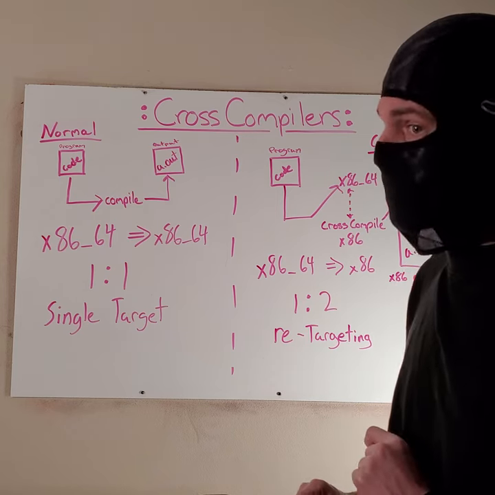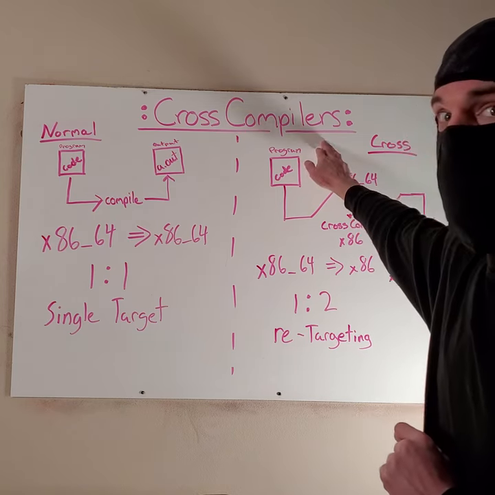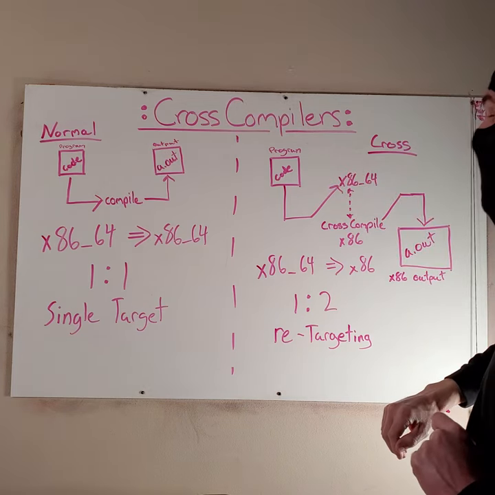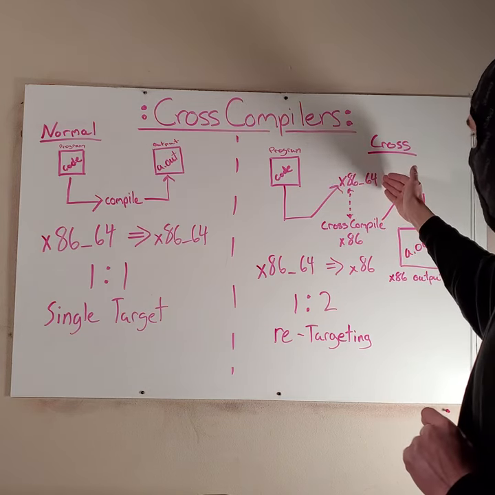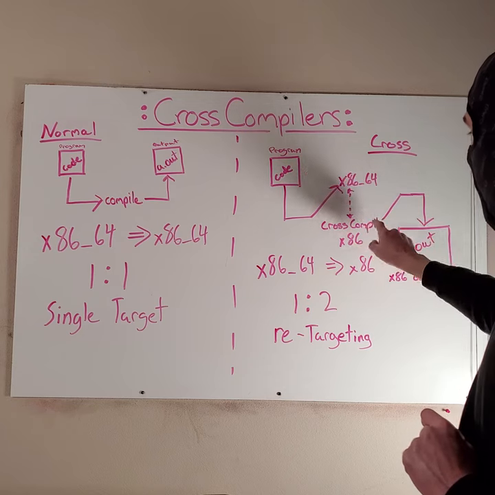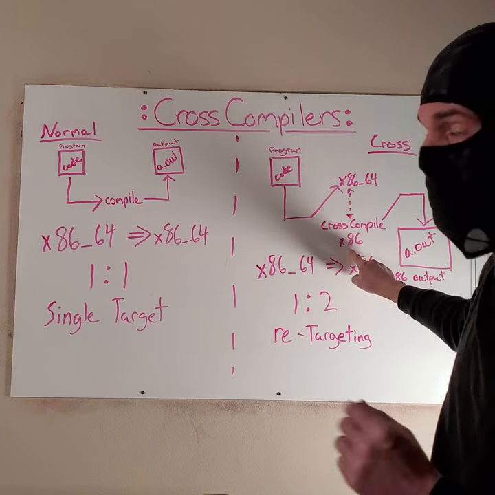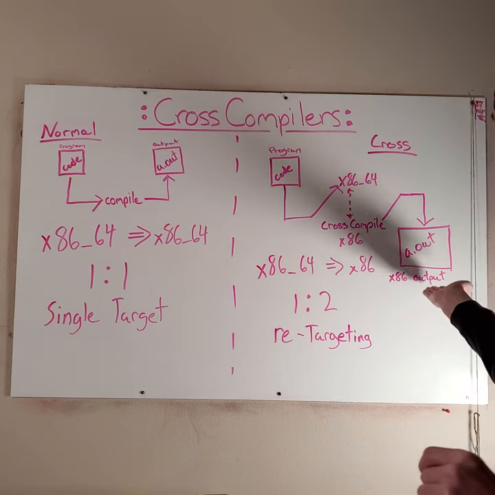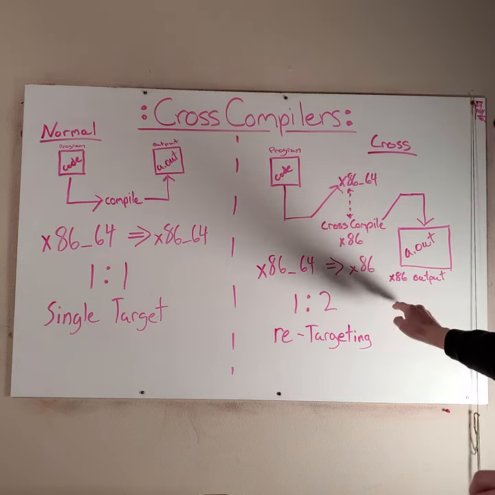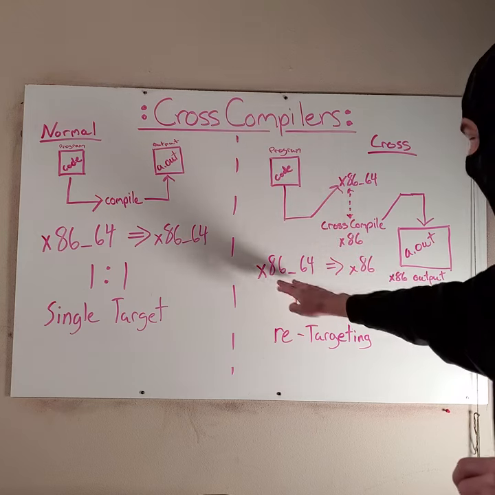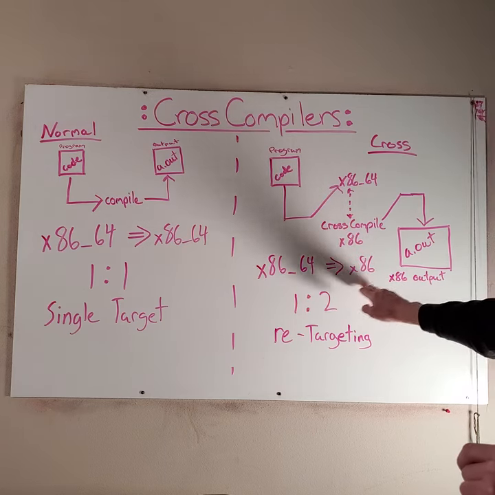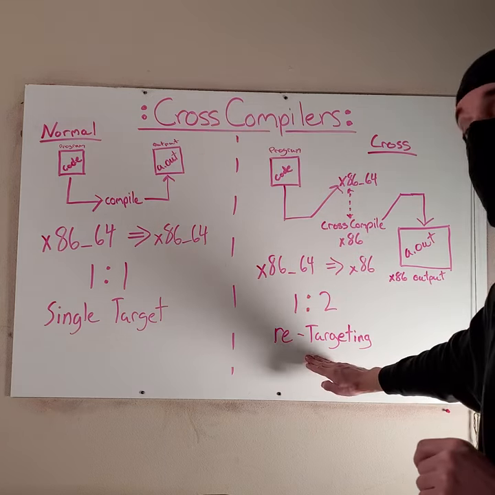And in that case, we're going to need our buddy, the cross compiler. So how does that work? Well, pretty simple. x86 64-bit system here, we're going to take our code and fire up our compiler, which is configured for an x86 or 32-bit system. And lo and behold, boop, we get a nice outputted file in our x86 format. So x86 64 to x86, a 1-to-2, or a retargeting instance.